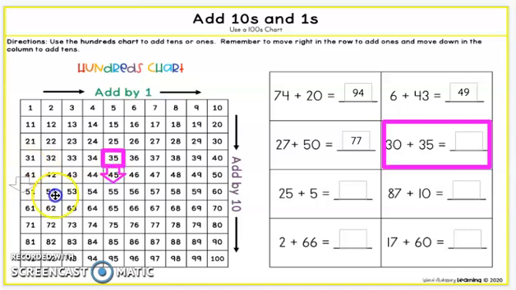1, 2, 3. Excellent. So, what is 35 plus 30? That's right, it's 65.